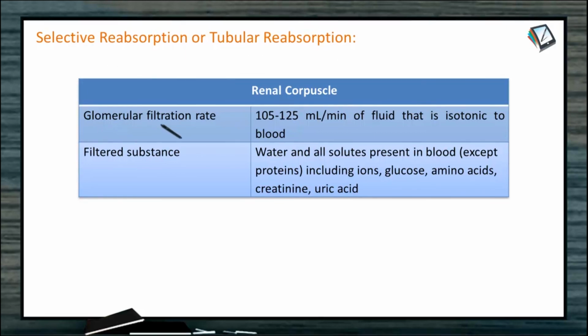The glomerular filtration rate in a renal corpuscle is about 105 to 125 milliliters per minute of fluid, and that is isotonic to the blood. The filtered substances are water and all solutes present in the blood except proteins. Proteins are large, so they don't get filtered, including ions, glucose, amino acids, creatinine, and uric acid.